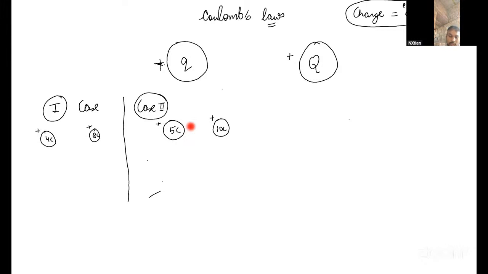Agatha, can you tell me which case has more force of repulsion? First one or second one? I don't know which one will have more. Okay, maybe we'll understand in the form of a magnet.